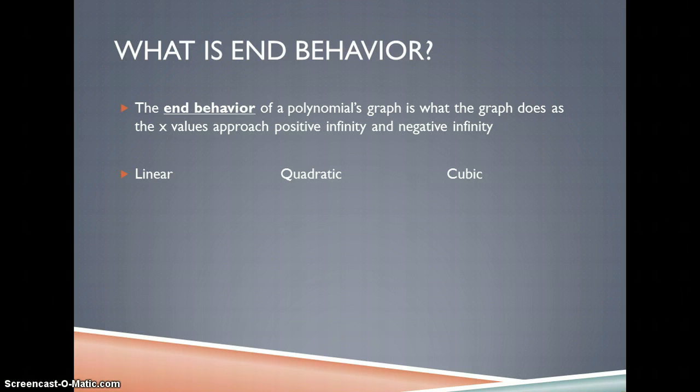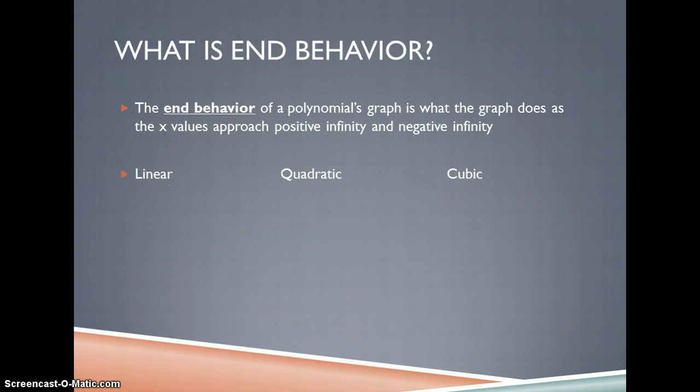ends of the behavior. So as we go further and further out the x-axis to the right and further out the x-axis to the left. So as x approaches positive and negative infinity. So we're talking about the end behavior of a polynomial's graph is what the graph does as the x values approach positive infinity and negative infinity. That's our definition.